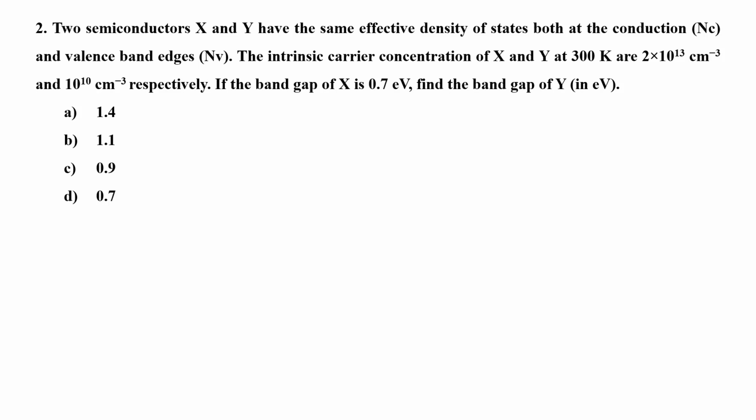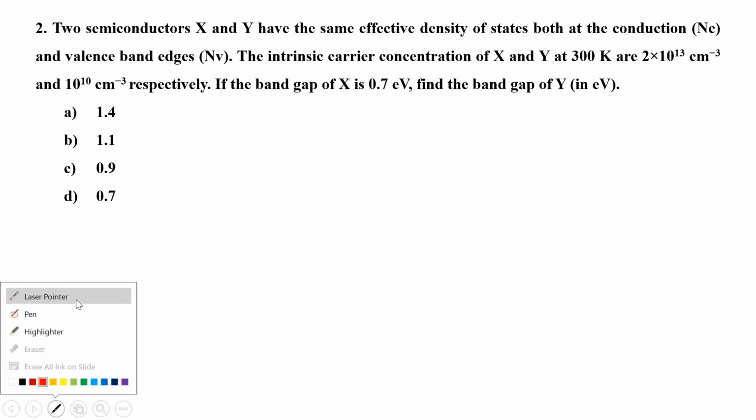You have two semiconductors. For those two semiconductors, you have to write down the two equations and then divide them. The only thing missing here is Eg2, that is of Y, or you can write it as Egi, either is fine. So we have to find the value of Egi. What is the equation that connects Ni, Eg and NCNV? An equation we all know, right? You have to use that equation here.